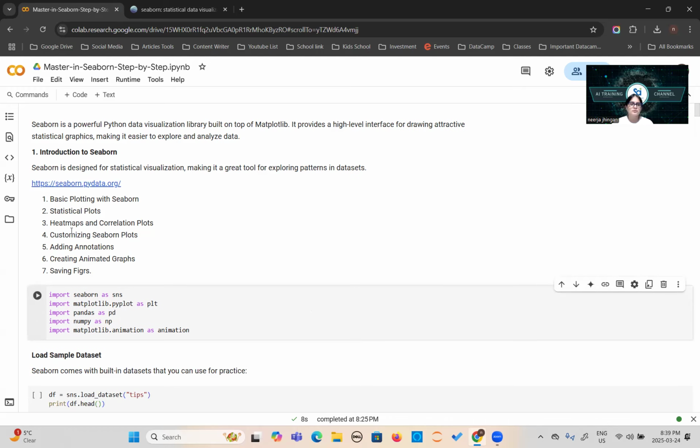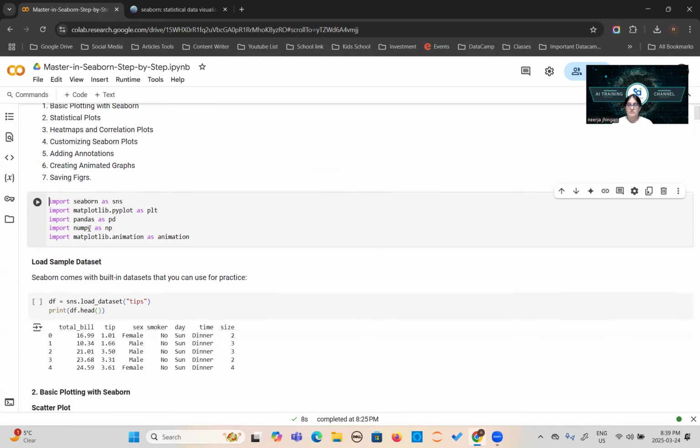Okay, so we are going to discuss heat map or correlation, customizing Seaborn plots and adding annotations, creating animated graphs, and how you can save the graphs too. Okay, and now we will start with this one.